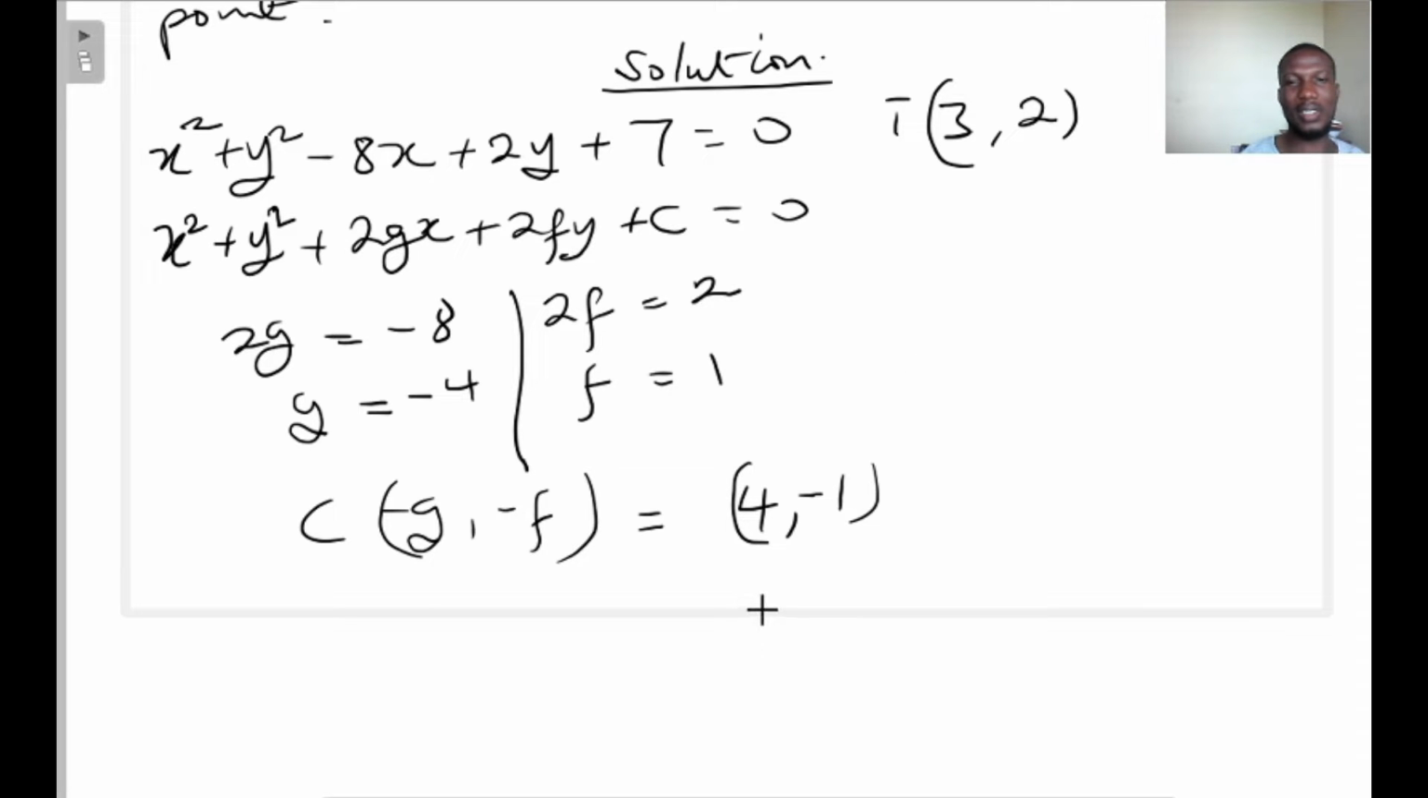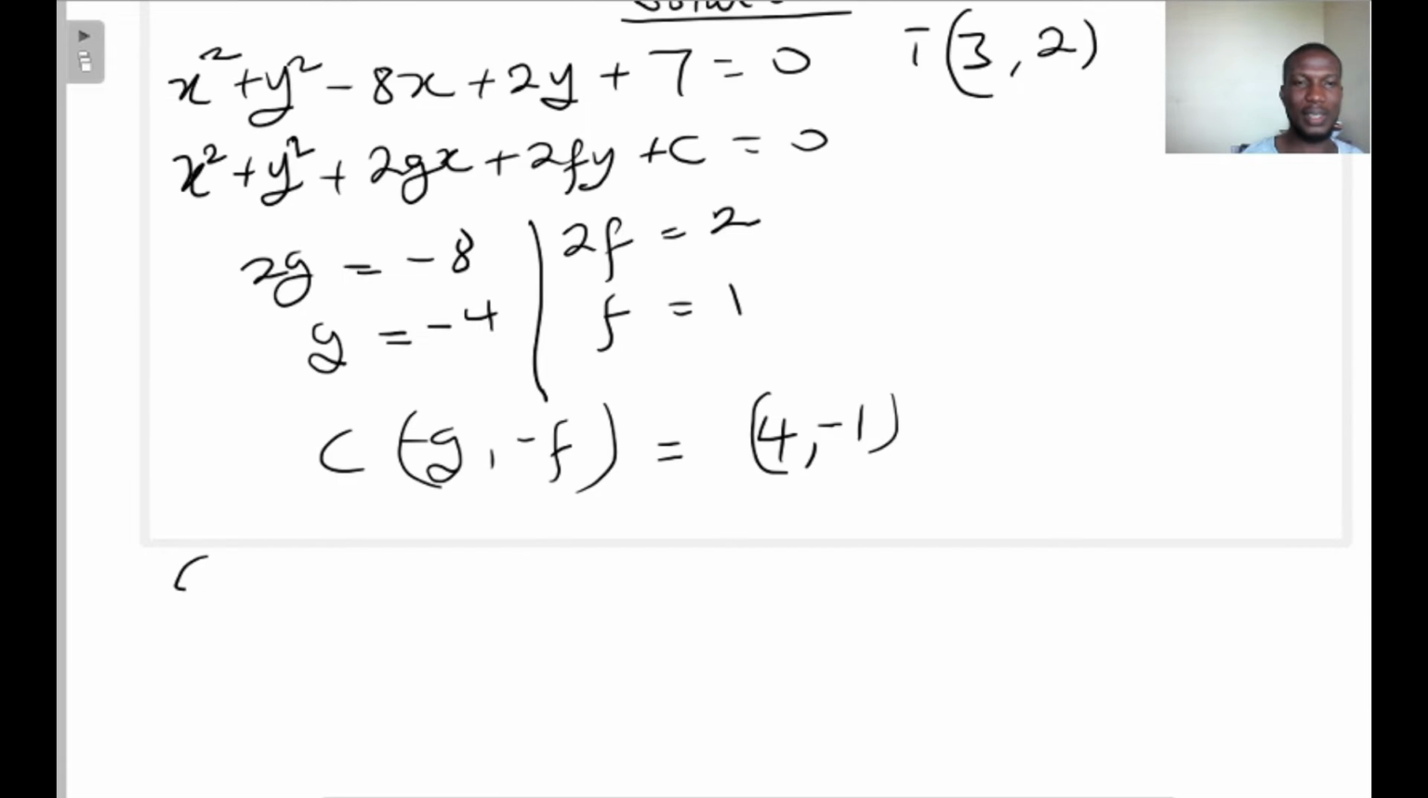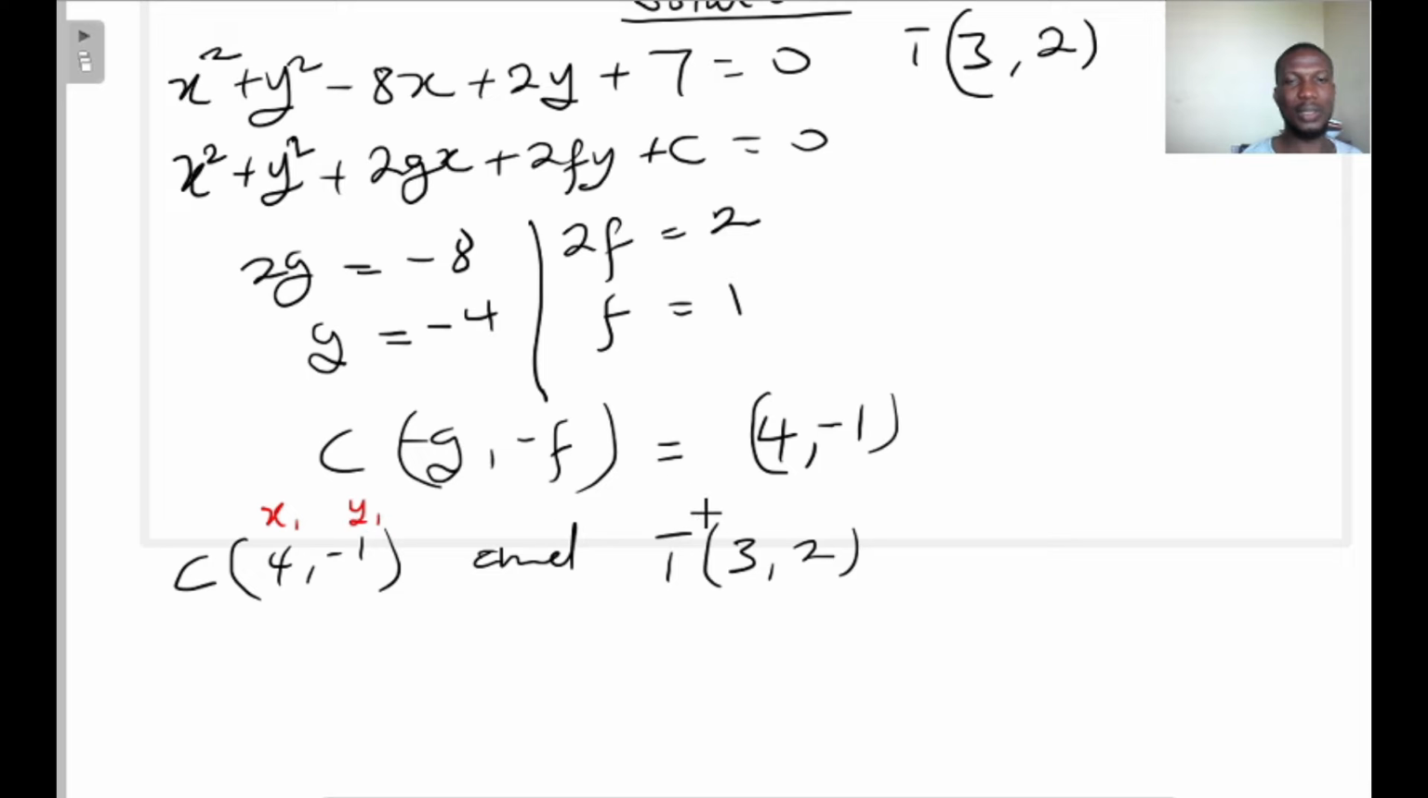So if this is the center, let me just do that quickly. Instead, let me rearrange the point to the center, 4, negative 1, and the point 3, 2. Alright, so as I always do, I will call this one x1, y1, x2, y2. So we are finding the gradient of the line joining C and T. That is the radius of the circle.